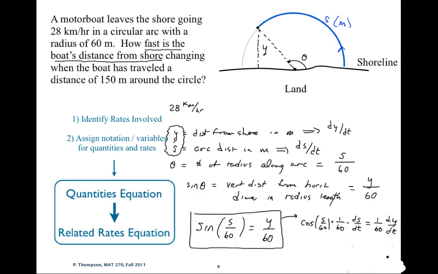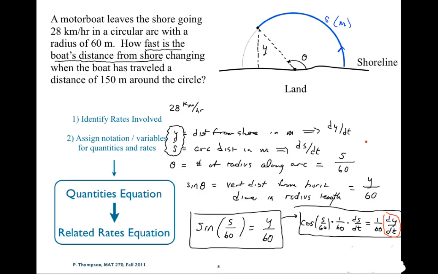Okay, and then again, we're going to isolate which one we're trying to solve for, and then knowing that, everything else we should be able to get. So what are we trying to find? How fast is the boat's distance from the shore changing? Which one is that in our equation here? That's dy/dt. So we're trying to solve for this one. That means everything else we need to get some other way, and then we're going to solve for dy/dt. So cosine of s over 60. Do we know s? What is it? 150, right? S is 150.